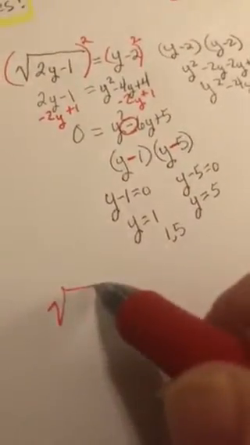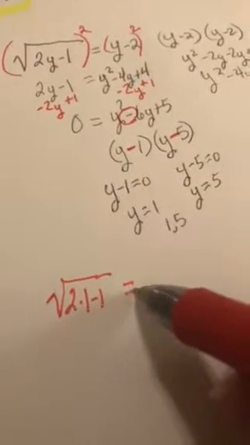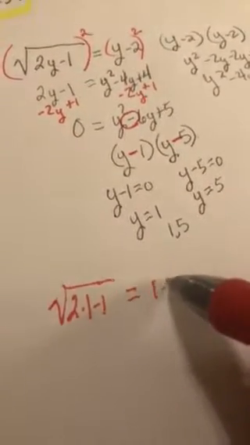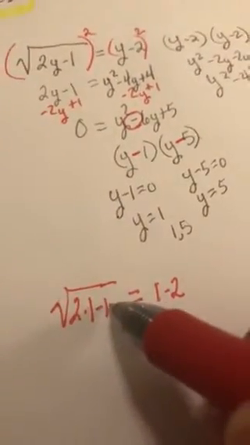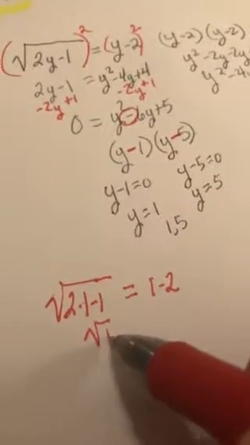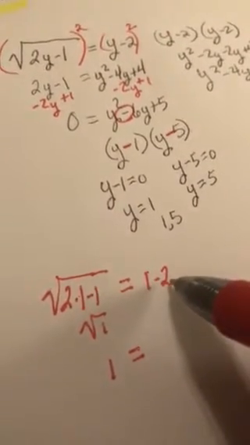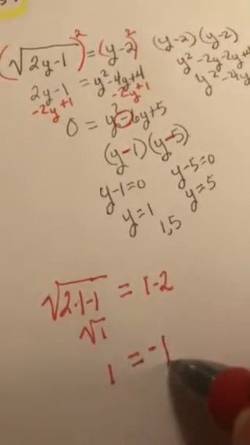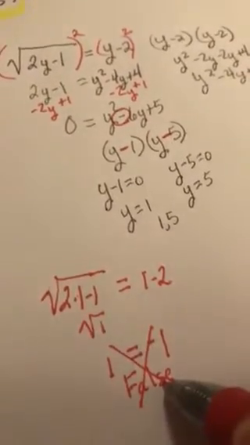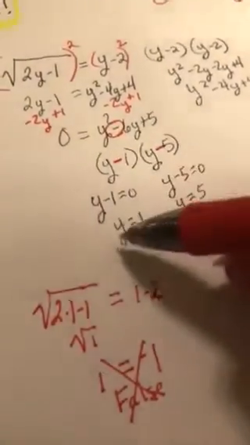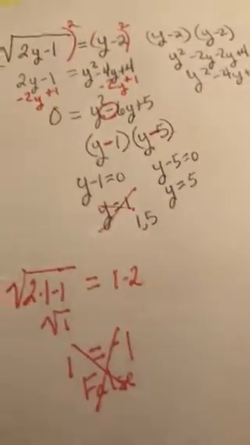the square root of, let's try 1 first. 2 times 1 minus 1, and we're saying that's going to give us the same answer as 1 minus 2. Well, let's see, 2 times 1 is 2, minus 1 is 1. So the square root of 1, which is 1, is that equal to 1 minus 2? Well, no. 1 is not equal to negative 1. That's false. So 1 is not a solution, even though we came up with it up here. We checked our answer.